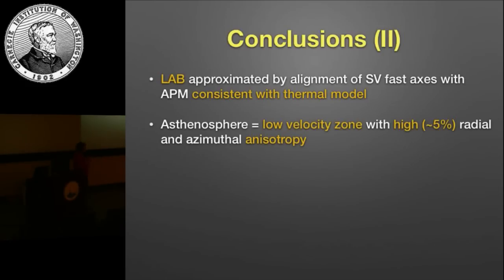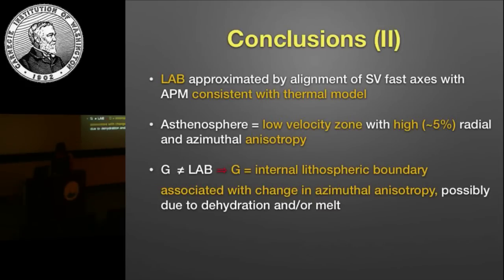And that the asthenosphere is a low velocity zone with strong anisotropy that aligns with plate motion. But more importantly, we found that the Gutenberg discontinuity is not equivalent to the lithosphere-asthenosphere boundary. It is actually an internal lithospheric boundary that is probably of chemical origin, associated with a change in anisotropy, and that seems to have an origin at the ridge, so it could possibly be due to dehydration at the ridge.